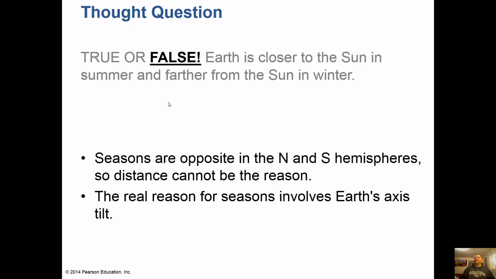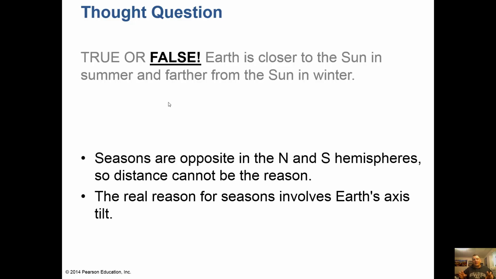It's actually false. Seasons are opposite in the northern and southern hemispheres, so the distance cannot be the reason. The real reason for seasons involves the Earth's axis tilt, which is about 23.5 degrees from parallel. Now the difference is slight. In the summertime we are about 94 million miles away, and in the wintertime we're about 91 million miles away. And we use an average of about 93 million miles.